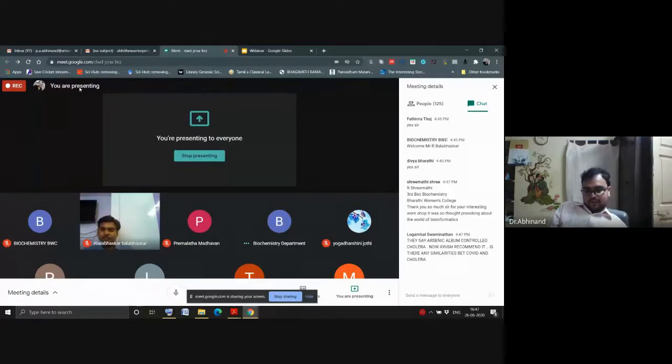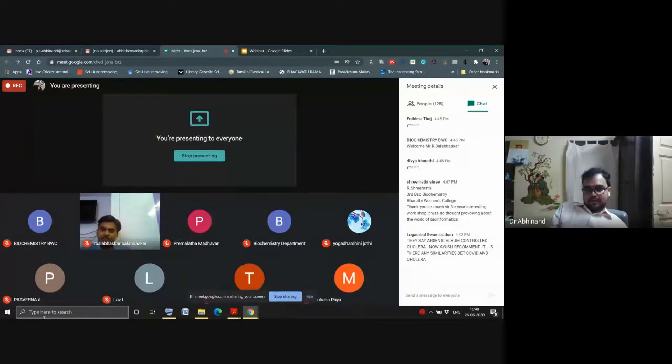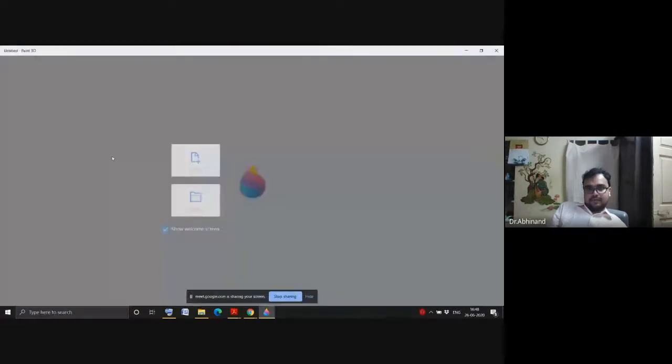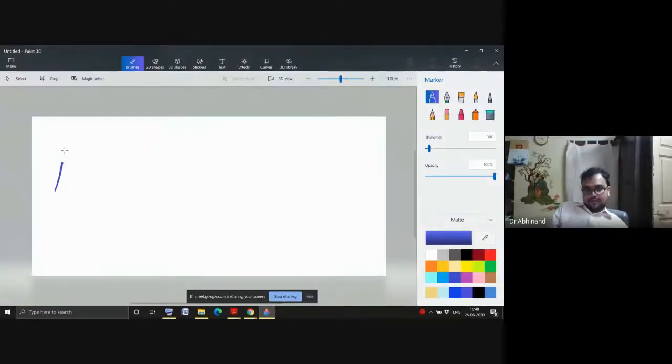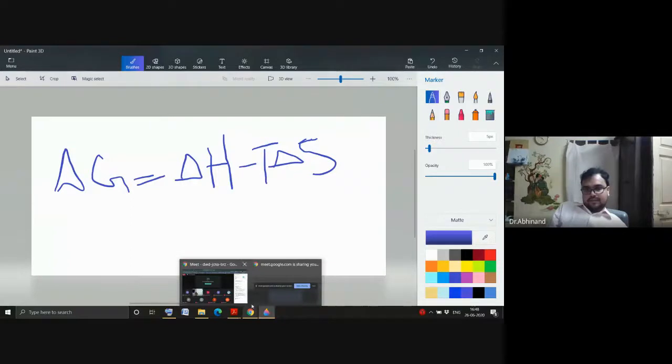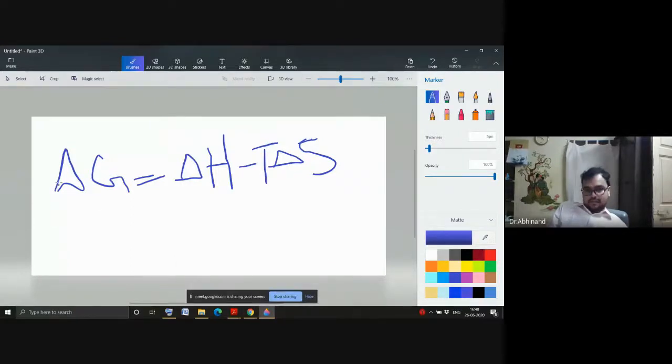So the energy here we are talking about is what is called the Gibbs free energy. So are you able to see my screen? So Gibbs free energy is called del G. So biochemically del G equals del H minus T del S. That means the change in enthalpy minus the temperature and the change in entropy. So this del G must always be a negative value for a spontaneous reaction. It must be less than 0.